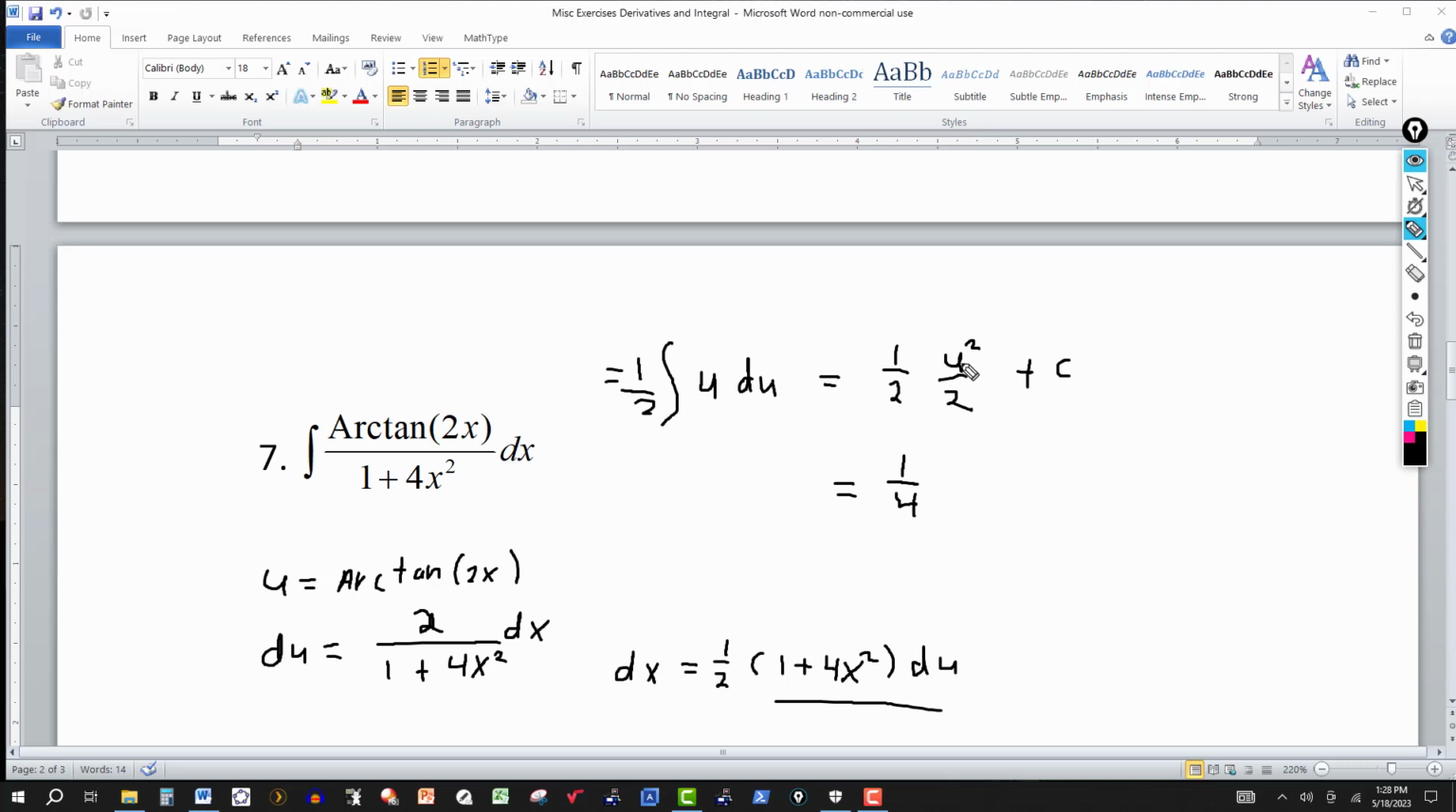And now we just go back to the original variable. So here u is arctan of 2x, and that is squared, plus the constant of integration. And that's your answer for this one.